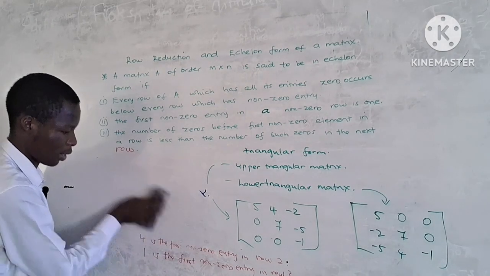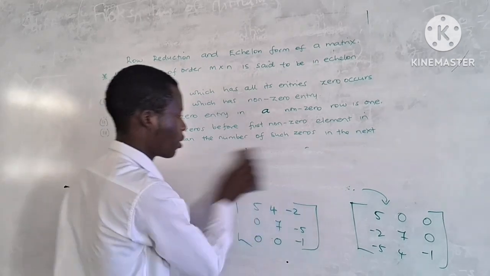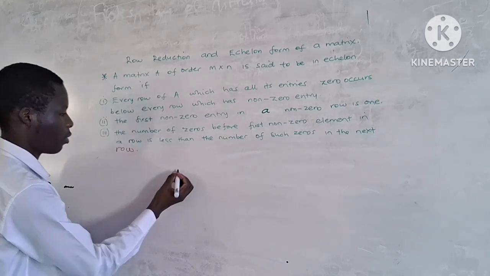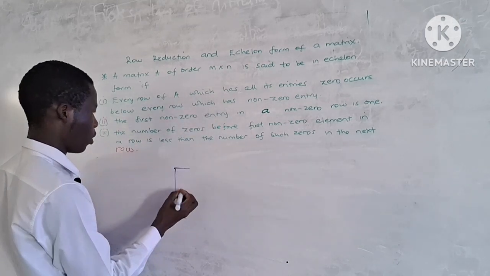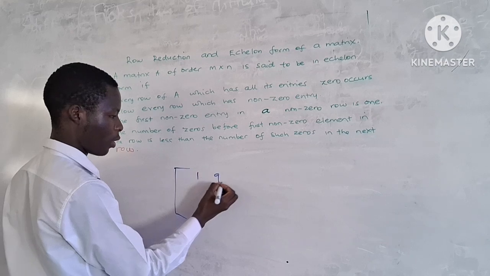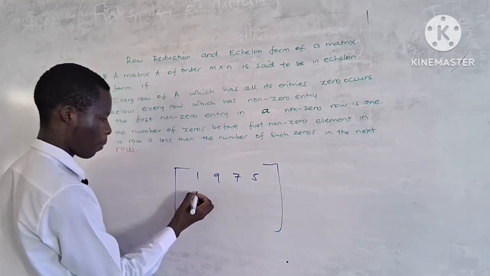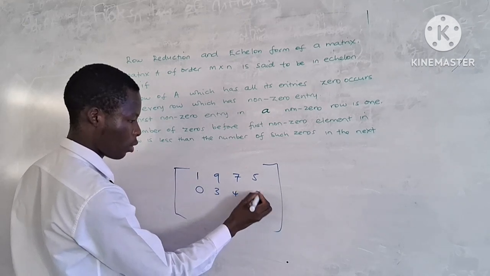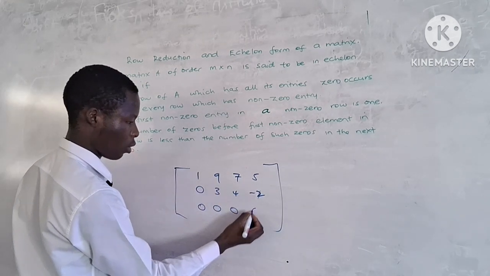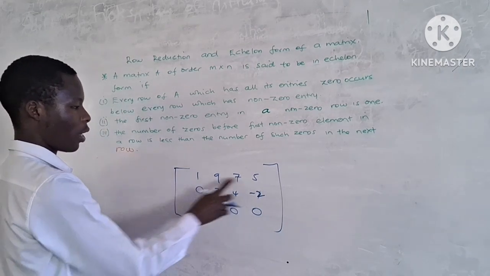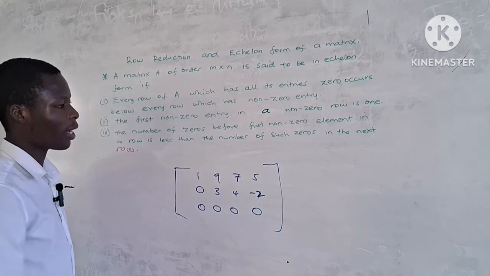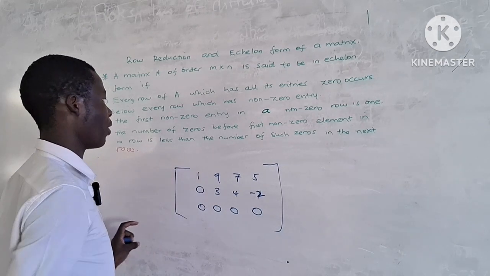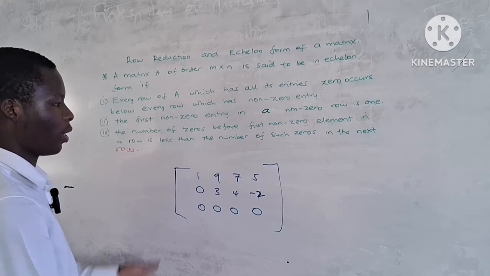So I'm going to give you an example of a matrix in echelon form which is satisfying all these three conditions. 1, 9, 7, 5. I'm going to say 0, 3, 4, negative 2, 0, 0, 0, 0. If you check, the first element in the non-zero row is 1. The number of zeros is increasing as we go down. Yes, these are the conditions.